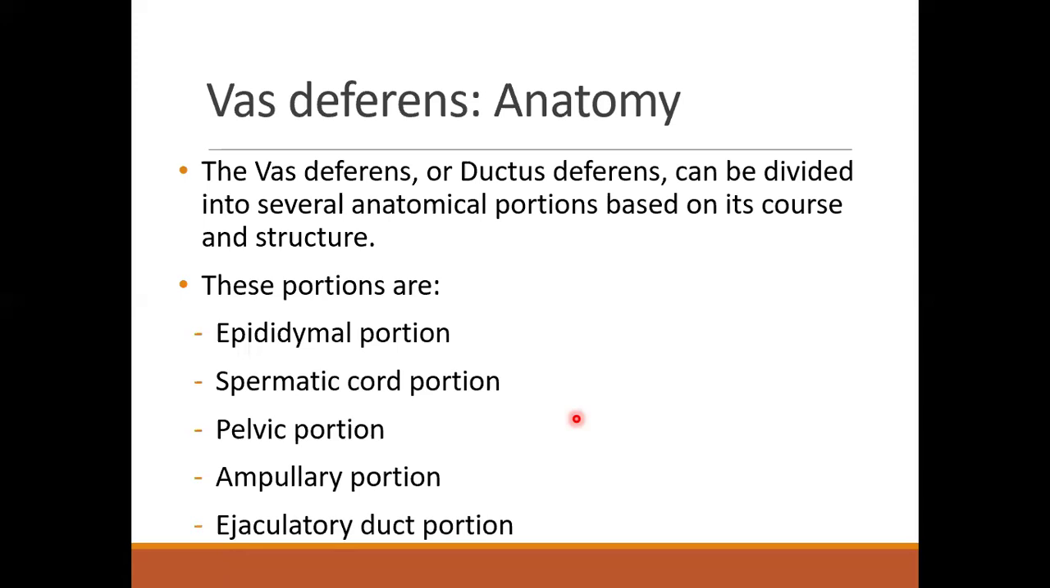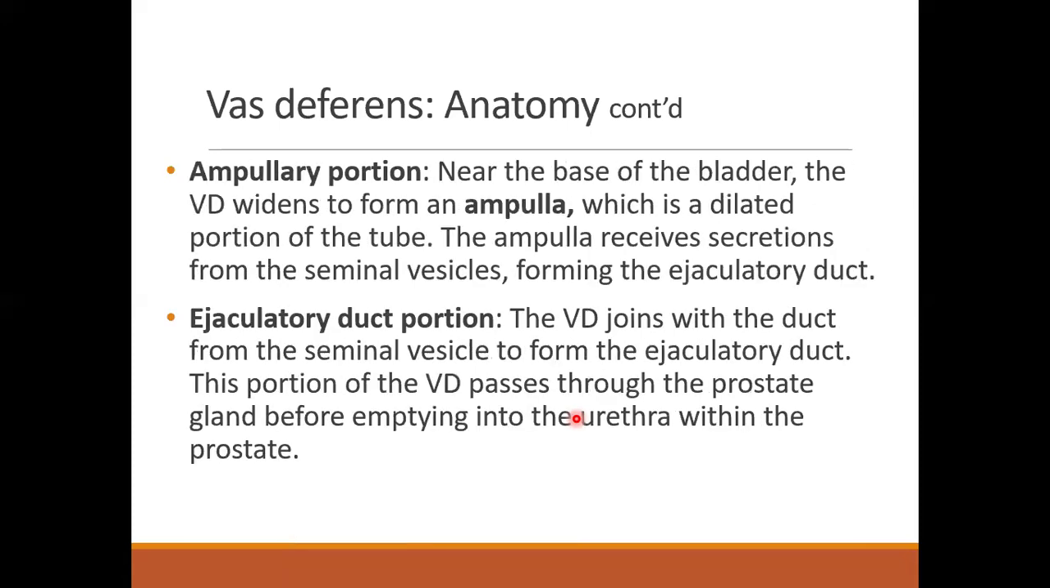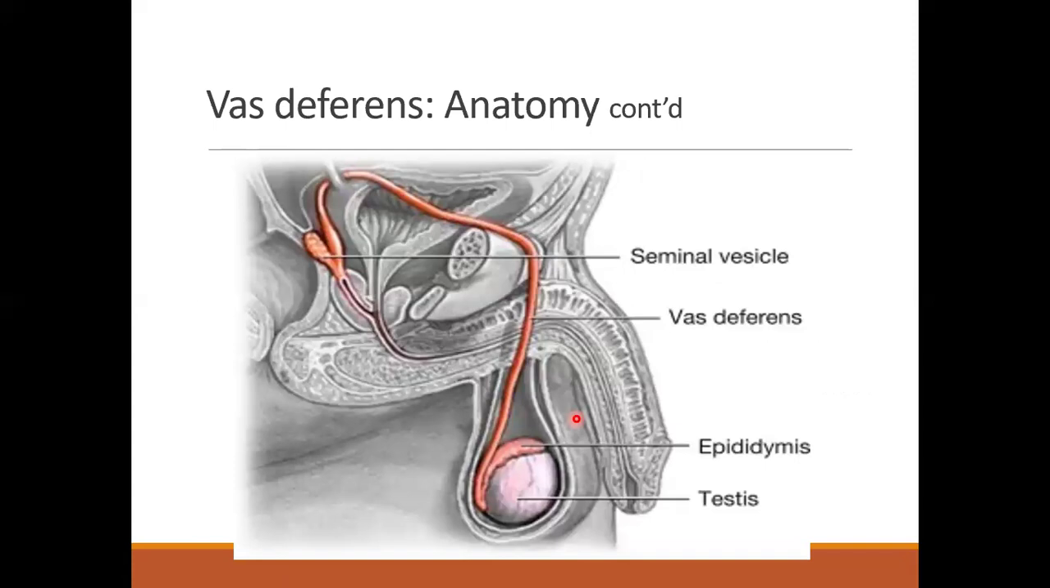But the good thing is that the vas deferens transports the stored sperm from the epididymis into the ejaculatory duct and then into the prostate for exit. All right. So this is just to throw more light on what you said. This slide shows the ampullary portion and the ejaculatory portion. Very good. I think this slide will help me.